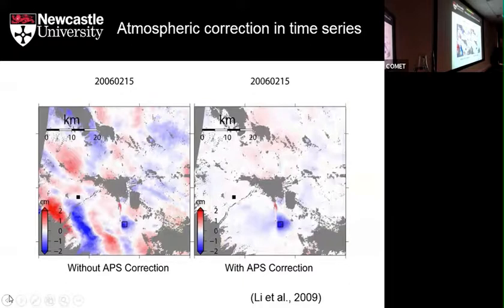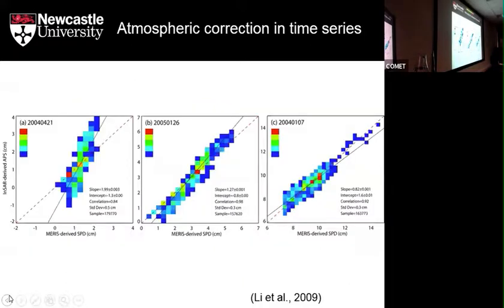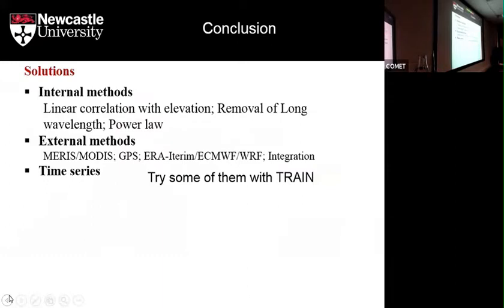And to conclude this lecture, we have introduced what is the atmospheric error, and we have provided many solutions, but all of them have their own advantages and drawbacks, and you have to decide which one to use. And also we have some combination of different data sets. You can try some of these methods with the training software in the following practical part, which you will have a better understanding of this method.